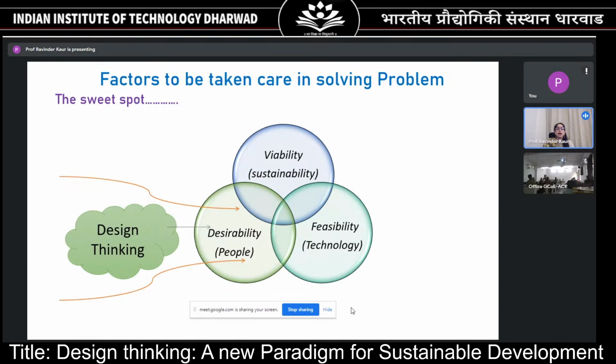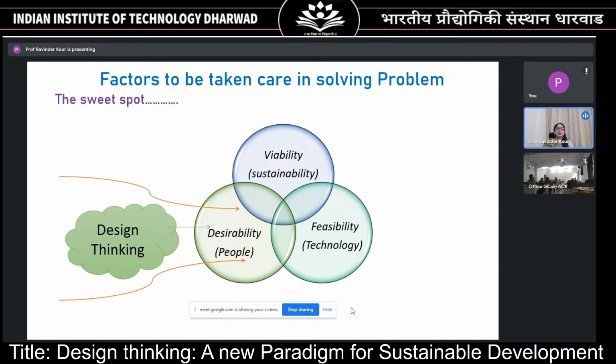So three factors which have to be taken care of: the most important factor is desirability. Often when a new product or a new process or a new system comes into a market, people just make it because they found it, they are the experts in that and they can come out with this, and they don't bother to see whether there's a need of that product or that process in the market or not, whether it is actually required or not. So the most important factor is desirability.